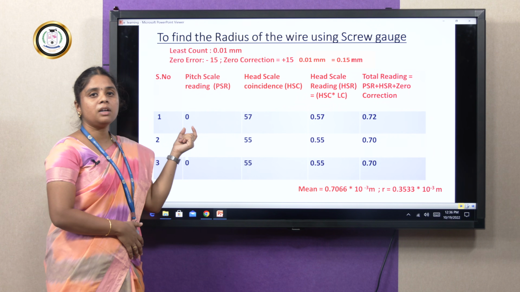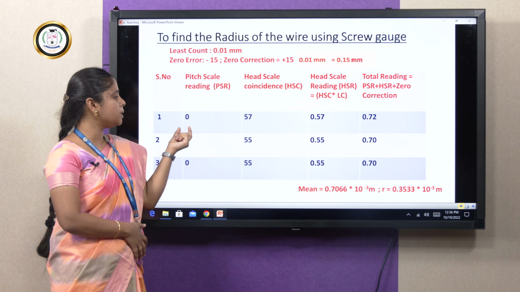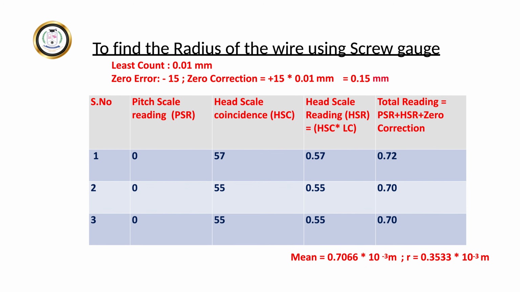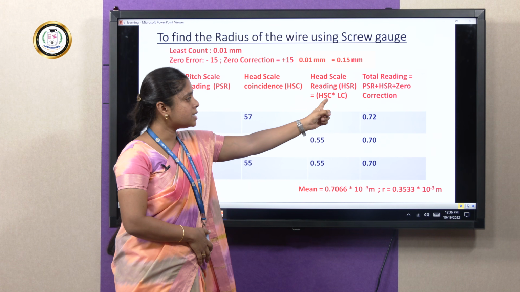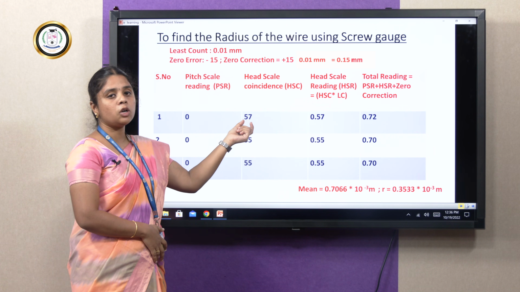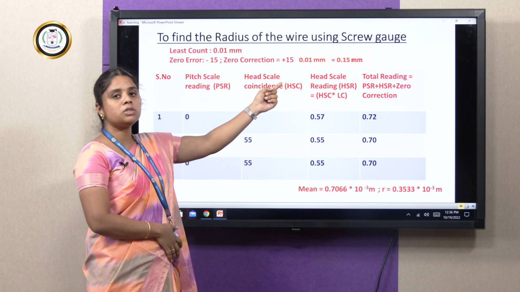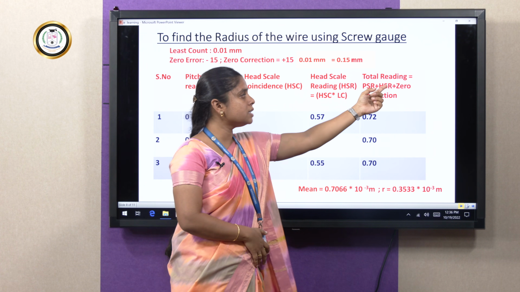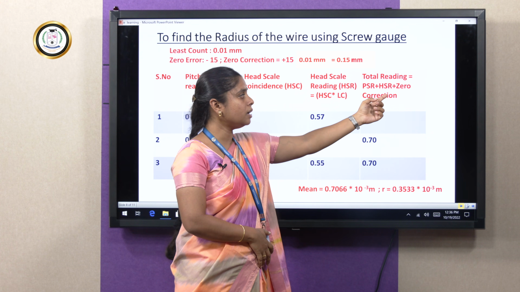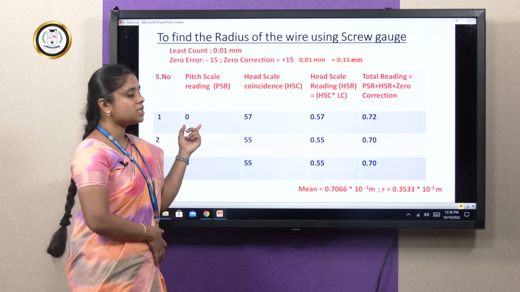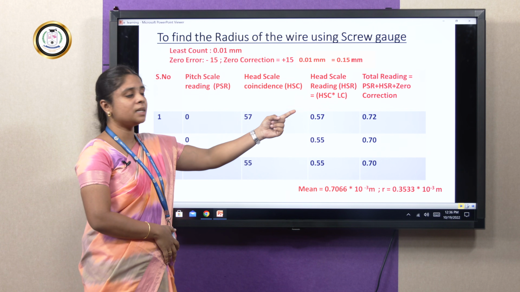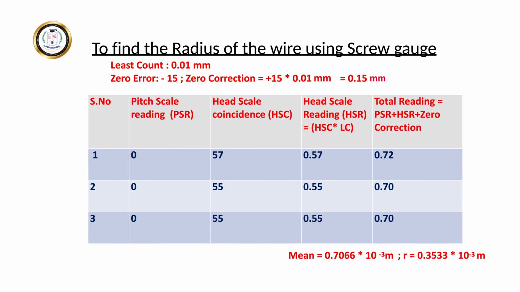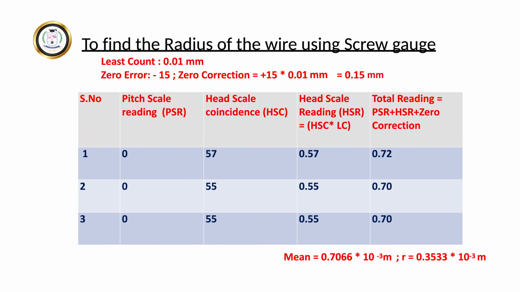Coming to the pitch scale reading, as we saw in the demo video, the pitch scale reading was 0 and the head scale coincidence was 57. The head scale reading is HSC into least count, which is 57 into the least count 0.01. So the answer is 0.57. The total reading is equal to PSR plus HSR plus zero correction, which is pitch scale reading plus head scale reading plus zero correction. That is 0 plus 0.57 plus 0.15, and our answer is 0.72.